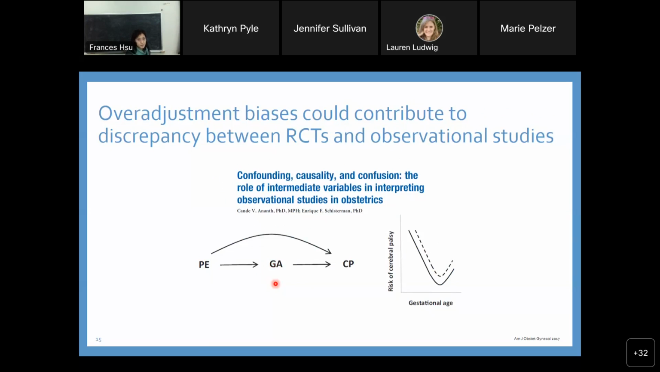In this example, gestational age is likely an intermediate variable between preeclampsia and cerebral palsy. In the sample graph, the solid line represents women with preeclampsia, and the dashed line represents those without preeclampsia on their risk of cerebral palsy based on gestational age. So as you can see, it appears that women with preeclampsia have a lower risk of having children with cerebral palsy, and that is a little baffling.